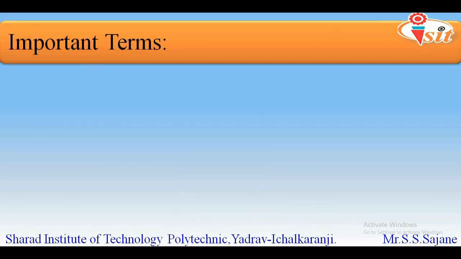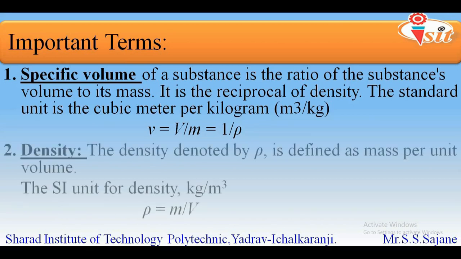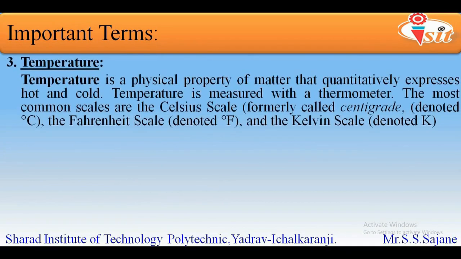Then again, we have seen some definitions. Specific volume is nothing but the ratio of volume to mass. Next, we have seen density. It is defined as mass per unit volume. Then we have seen what is the meaning of temperature. It is the physical property of matter that expresses the degree of hotness or coldness.